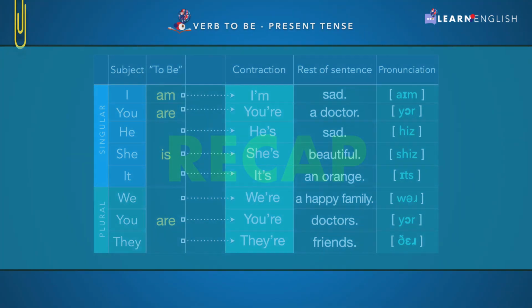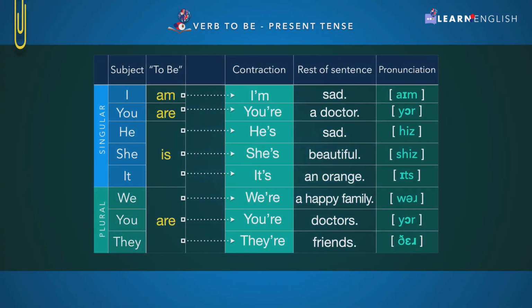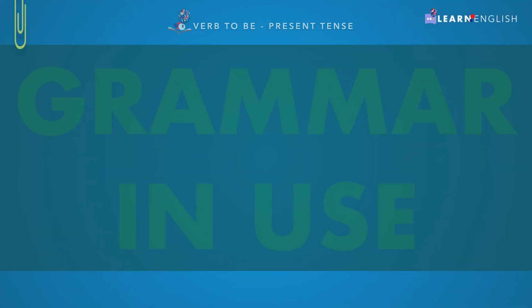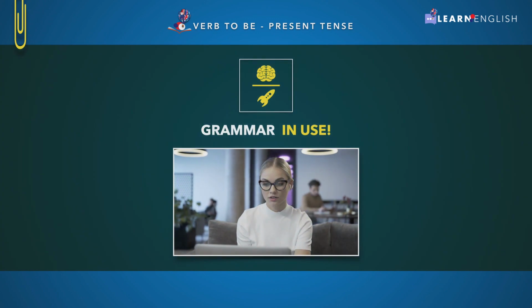So, let's recap. The verb to be can take three different forms in singular: am, are, or is. And a single form in plural: are. Both in written and spoken form, we use contractions in English. That is, we can shorten words by omitting some letters. We use an apostrophe to represent those omitted letters. So let's finish this lesson by looking at this grammar in use.